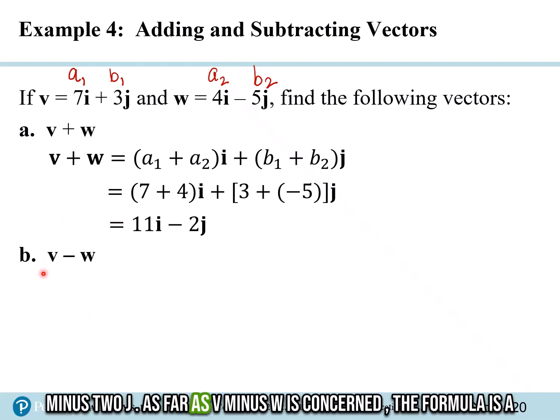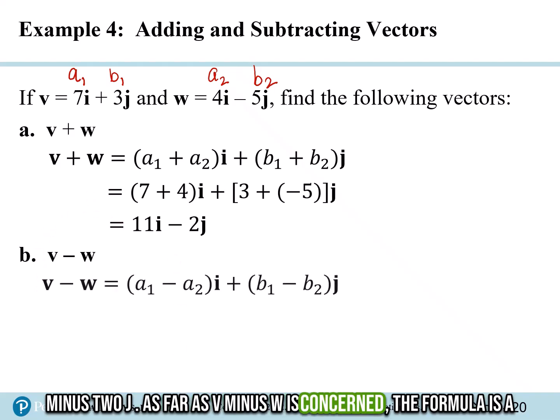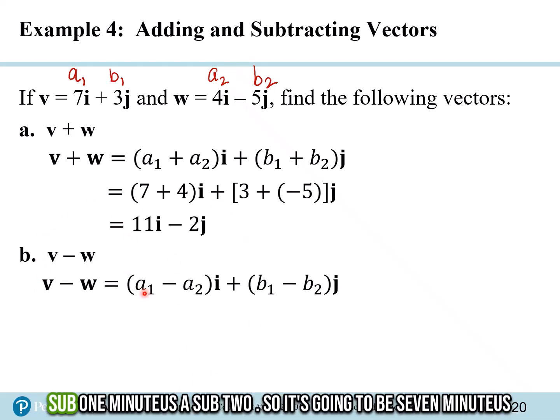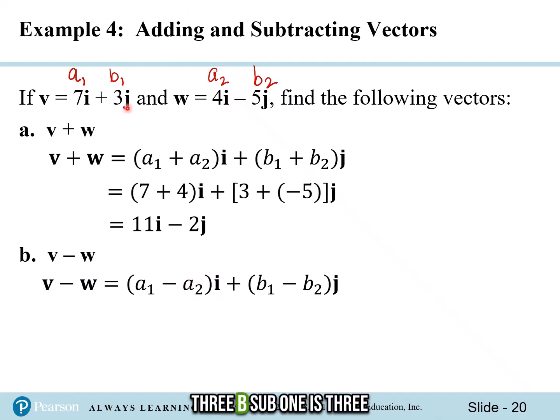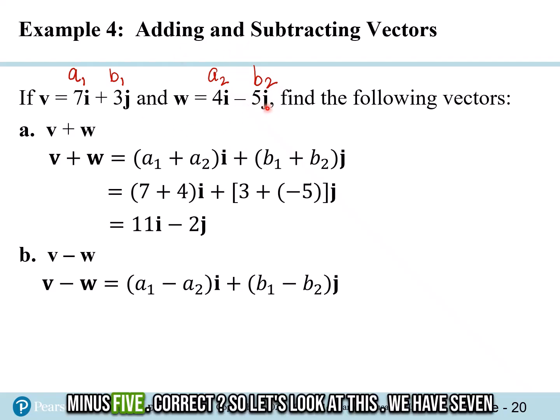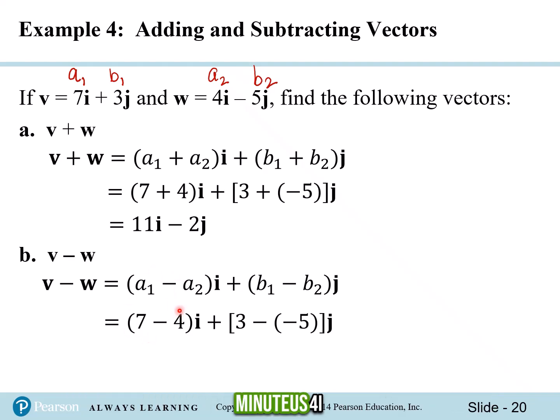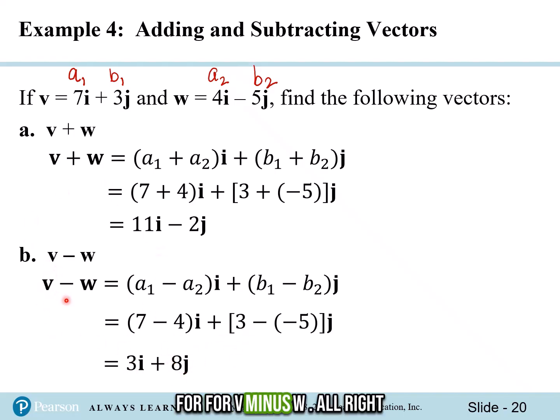As far as v minus w is concerned, the formula is a sub 1 minus a sub 2. So it's going to be 7 minus 4 plus 3, b sub 1 is 3, minus 5. Correct? So let's look at this. We have 7 minus 4i plus 3 minus 5j. We end up with 3i and 8j for v minus w.